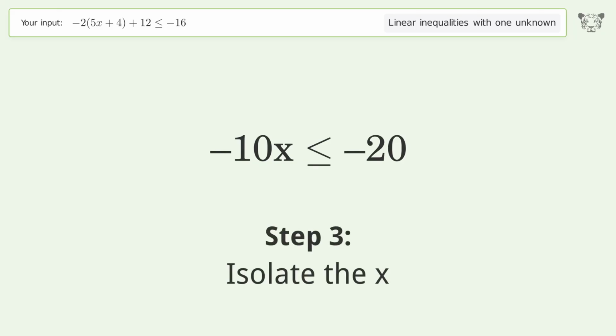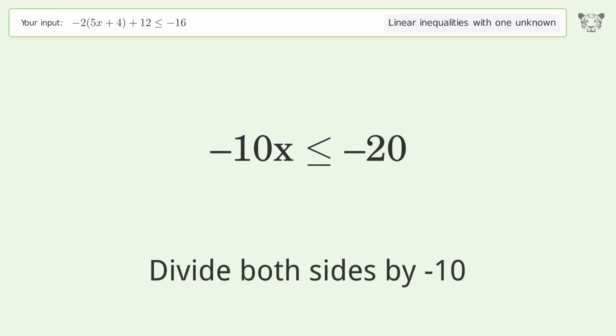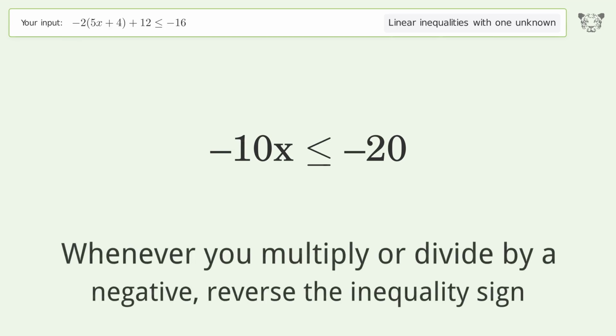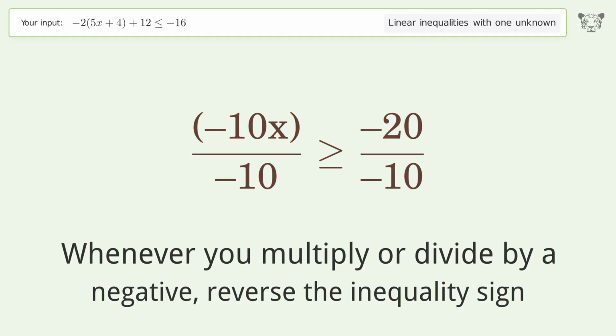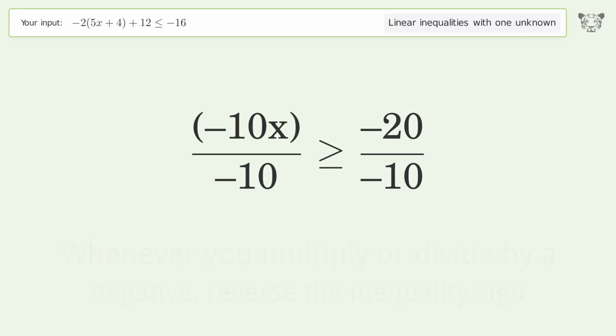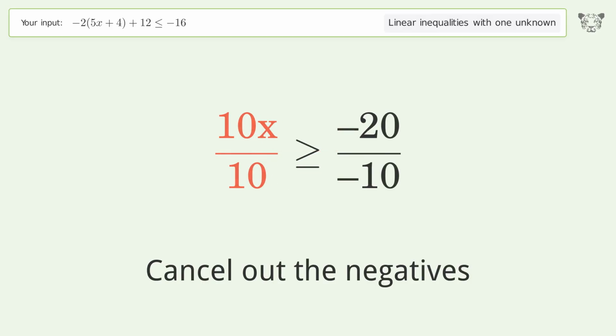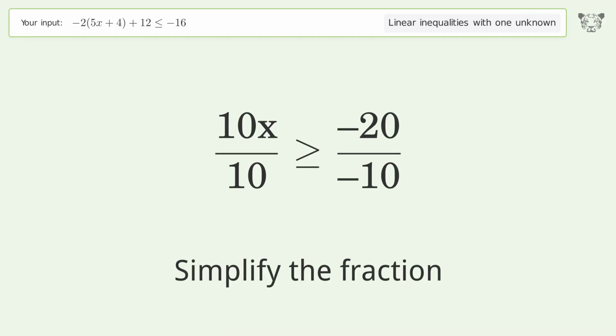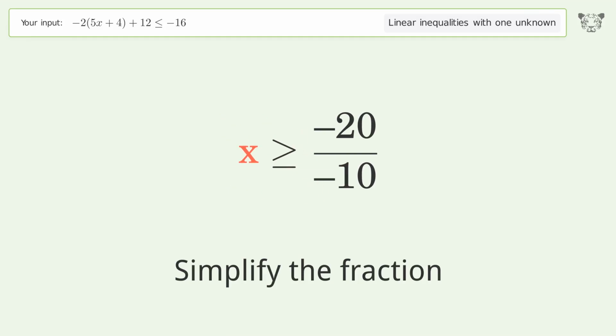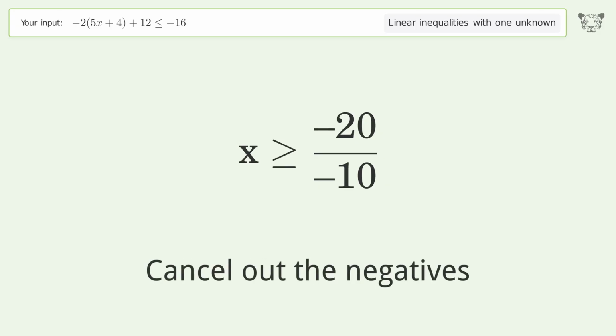Isolate the x. Divide both sides by -10. Whenever you multiply or divide by a negative, reverse the inequality sign. Cancel out the negatives. Simplify the fraction. Cancel out the negatives.